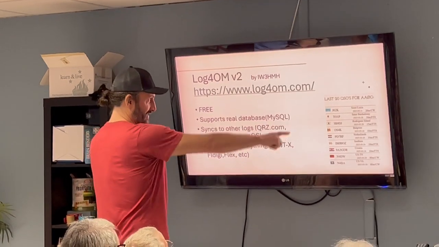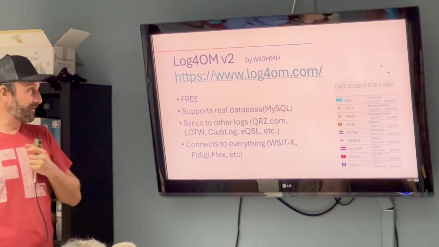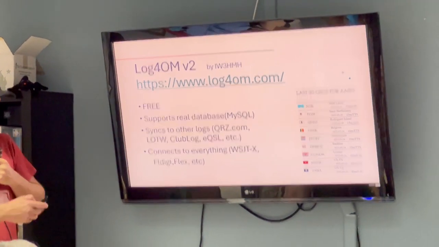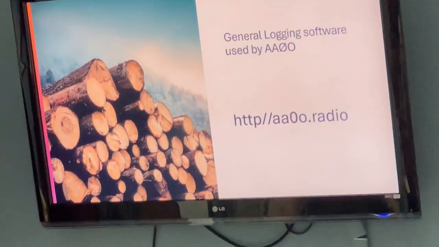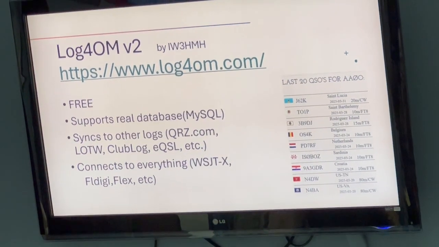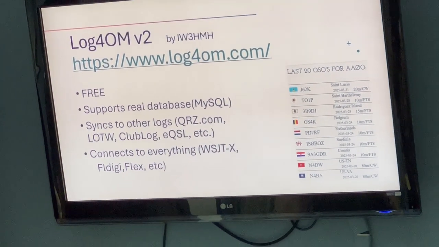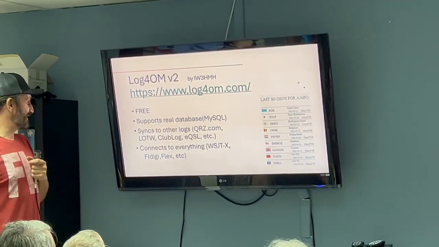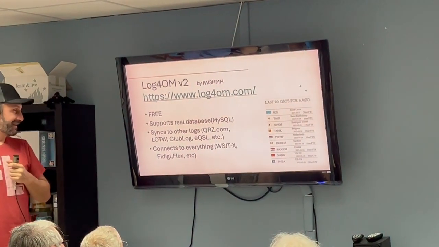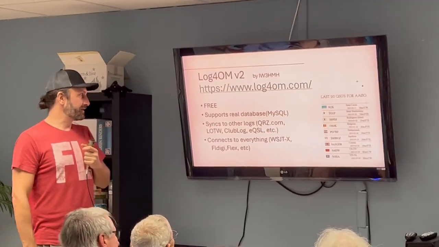This over here is the little widget I made for my WordPress blog, Ham Radio, which was on the first page, AA0O.radio, also .com if you can't remember the radio part. It's a lot of letters. It syncs to QRZ, Logbook of the World, Club Log, eQSL. There's a few more that it will sync to as well, and I'll show you some of that stuff.